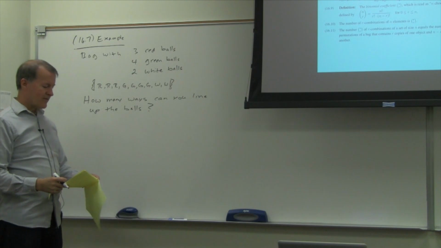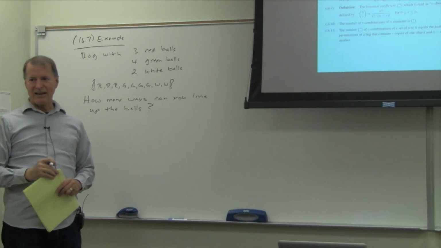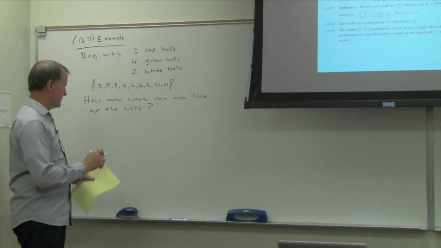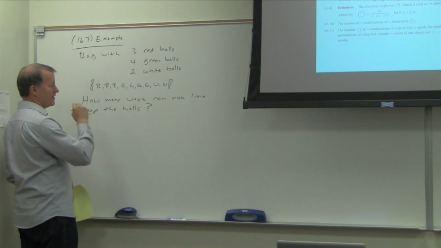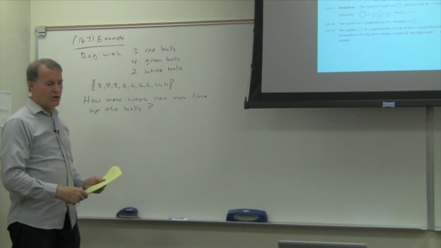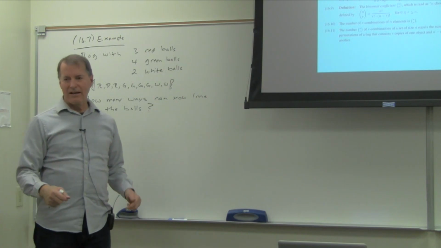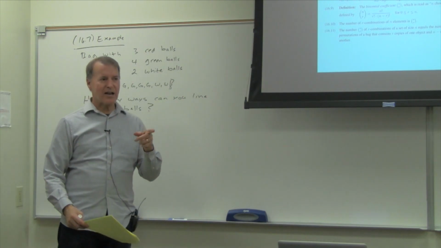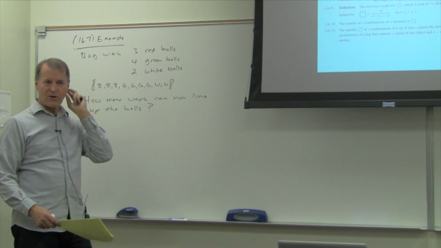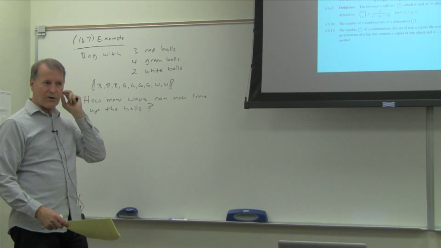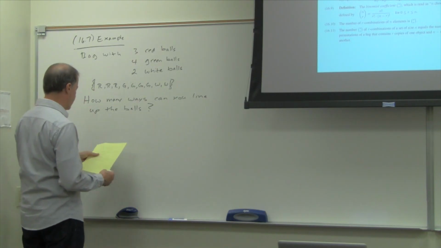The thing of it is that if they were distinct, if they had numbers on them, but you can flip 2 reds and it's the same thing. So you can't count that. That's how you have to think about these problems: are they distinct? It's n factorial over the 4 factorial, the 3 factorial, the 2 factorial.